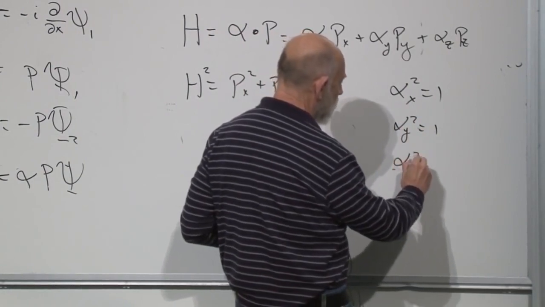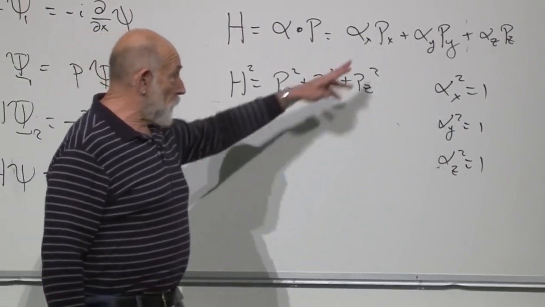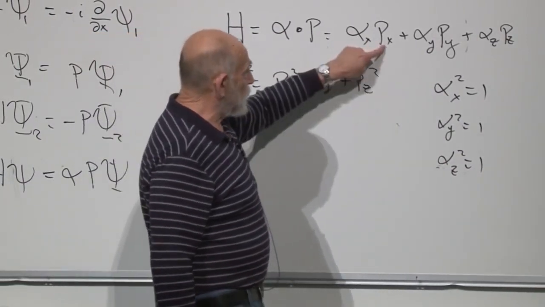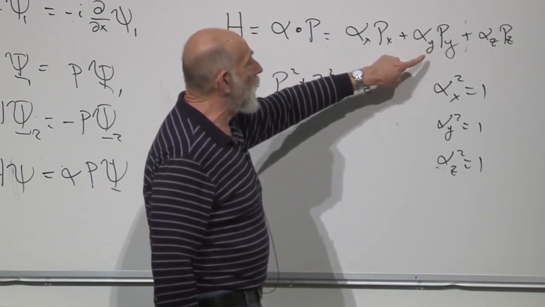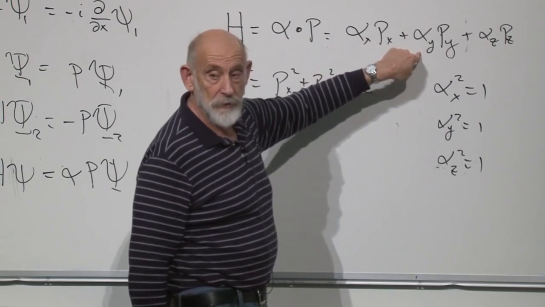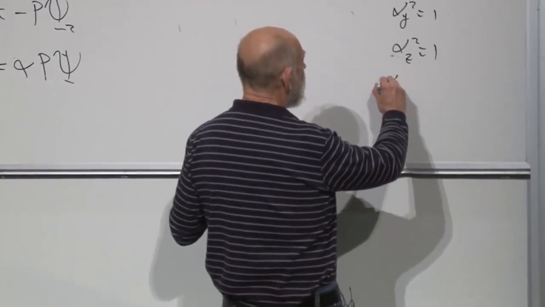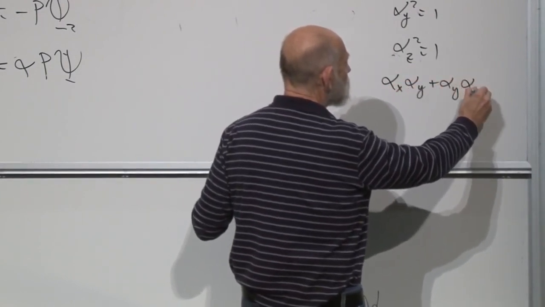Alpha z squared equals 1. But now we want to make sure the cross terms aren't there. When we multiply out the cross terms, we get px times py, and it will multiply alpha x alpha y plus alpha y alpha x. That's what will happen. So we had better have that alpha x alpha y plus alpha y alpha x equals 0.